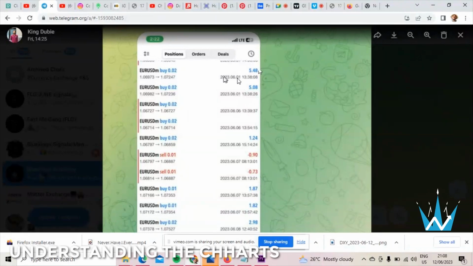Now, beneath it has the date and the time. This is the 1st of June 2023. This is the time it happened, almost 2 p.m. Nigerian time. He took that trade twice. So that's why he's making this amount. The two of them together is $10 plus.